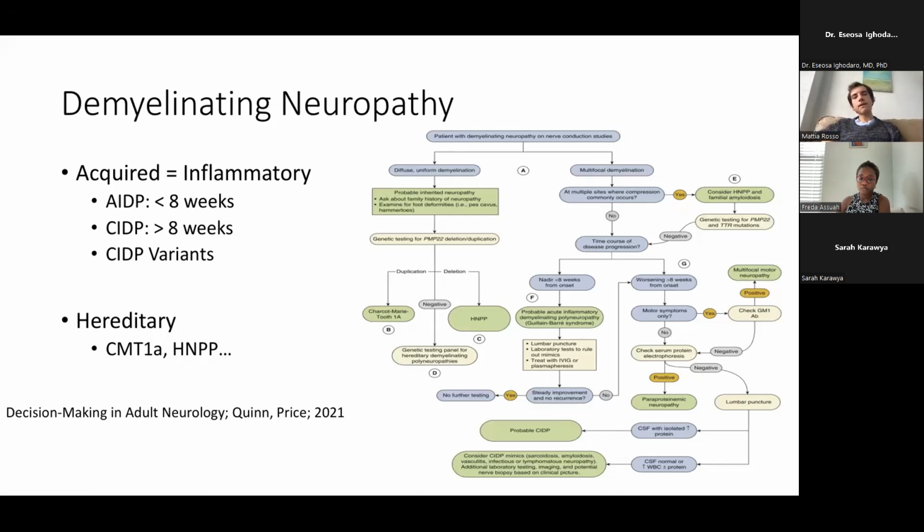Now, does anyone know how we treat AIDP? So it's an inflammatory presentation. What would be a good way to treat this, do you think? Could we give like NSAIDs to help treat the inflammation? Okay. NSAIDs would treat some element of the inflammation. It wouldn't actually help those. Yeah, so Sarah was saying IVIG and plasmapheresis, and that's absolutely right.